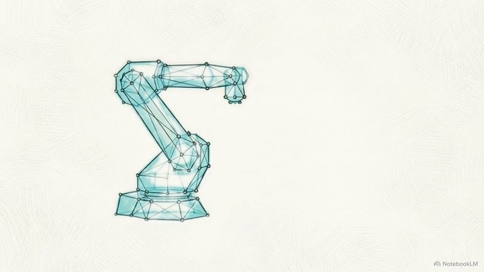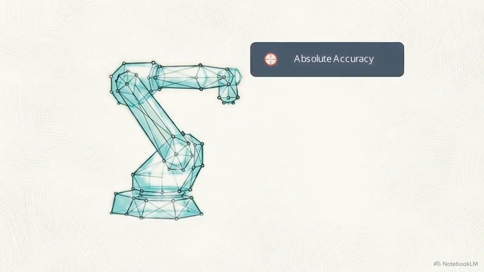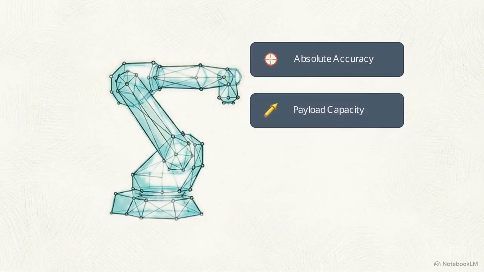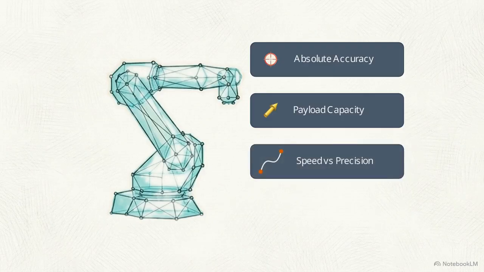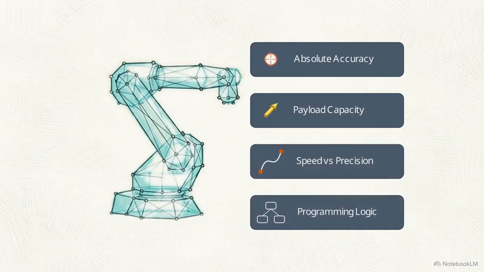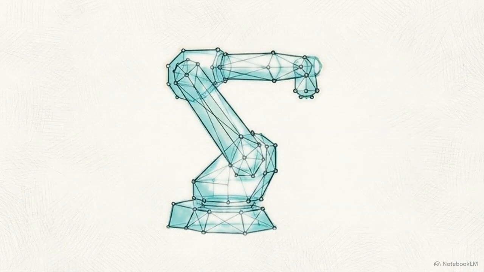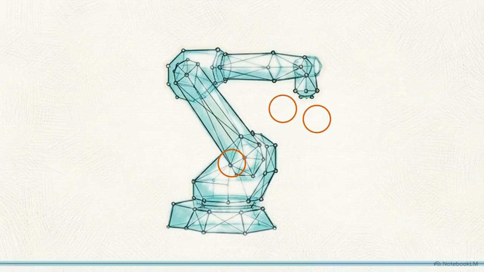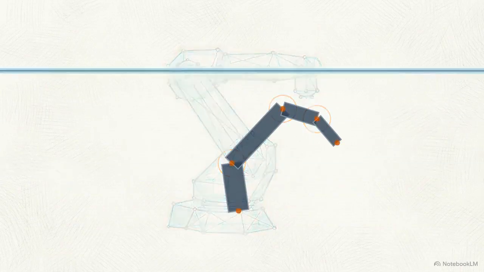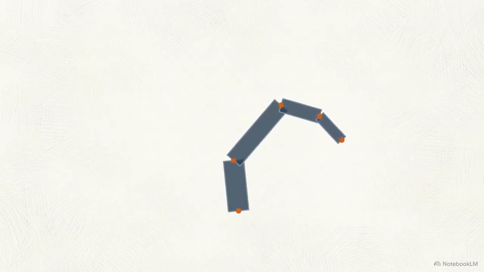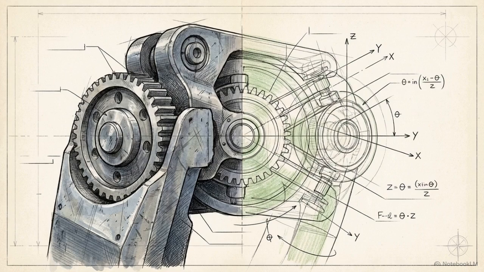We define industrial viability across 4 core metrics: absolute accuracy in positioning, payload capacity under load, the trade-off between speed and precision, and the flexibility of its programming logic. To see how these constraints are actually negotiated, we have to construct a manipulator from first principles. We will map the physical constraints of the hardware, and then layer algorithmic solutions directly over the kinematics to override them. It is this tight coupling of metal and math that defines the actual limits of modern robotics.